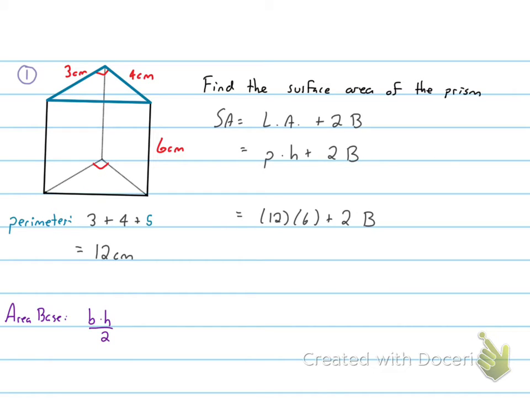Remember, the area of our base for a triangle is base times height divided by 2. I have to use the 3 and the 4 as my base and height because those are the sides that meet at a right angle. 3 times 4 divided by 2 gives you 6. So I'm going to plug that whole thing into the calculator, and we should get 84 centimeters squared. And remember, when we're working with surface area, all of these will be dimensions squared because surface area deals with 2 dimensions.